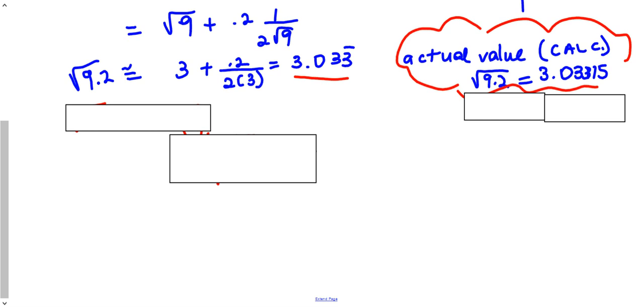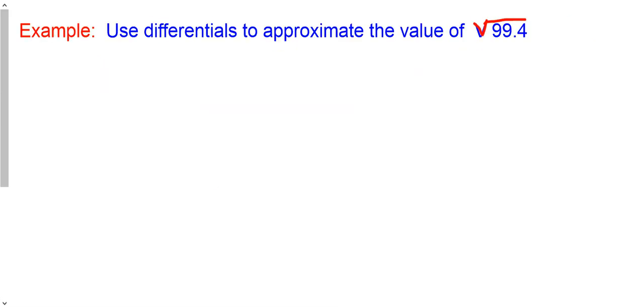All right, one more example of the same type. Could you take the square root of 99.4? This one I'd like for you to do, and I'll show you the answer momentarily.